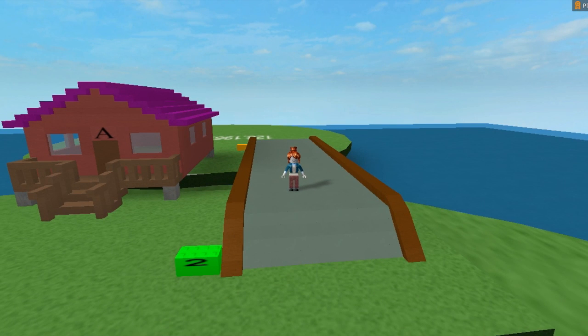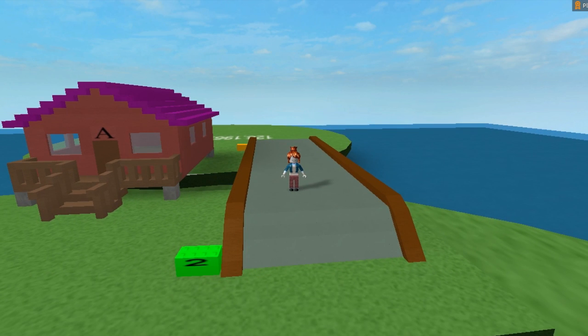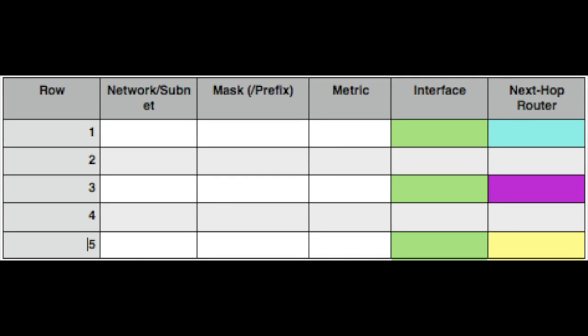How can I help you? I'm trying to get to my friend's house with the address 128-196-342, but I'm not sure how to get there. That's okay. I'm here to help. What we're going to do is create a routing table to figure out the best way to get to your friend's. Awesome! How do we start?